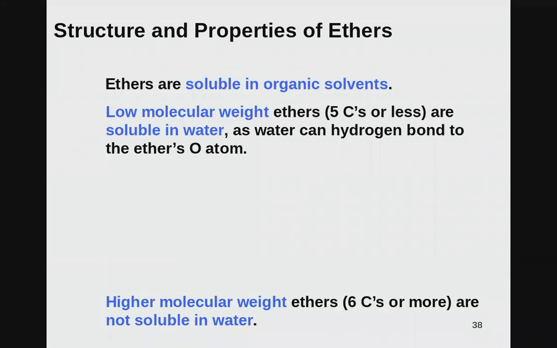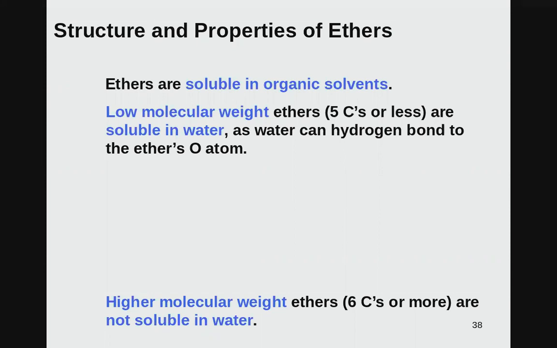Now, ethers themselves are soluble in organic compounds. Now, lower molecular weight ethers, i.e., with 5 carbons or less, are soluble in water. So they can be dissolved in water. As in the case of these very small ones, water can actually hydrogen bond to the oxygen. So in this case, we have water here bound to dimethyl ether.